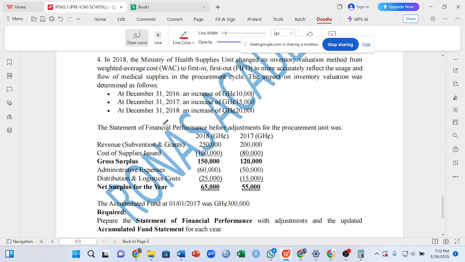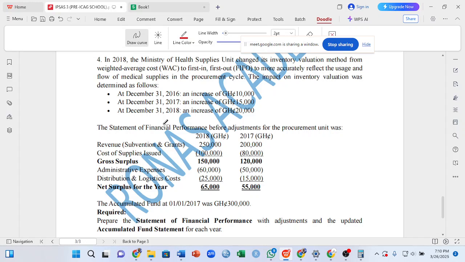Shall I read that one, please? Requirements. Required: prepare the statements of financial performance with adjustments in the updated accumulated fund statements for each year.